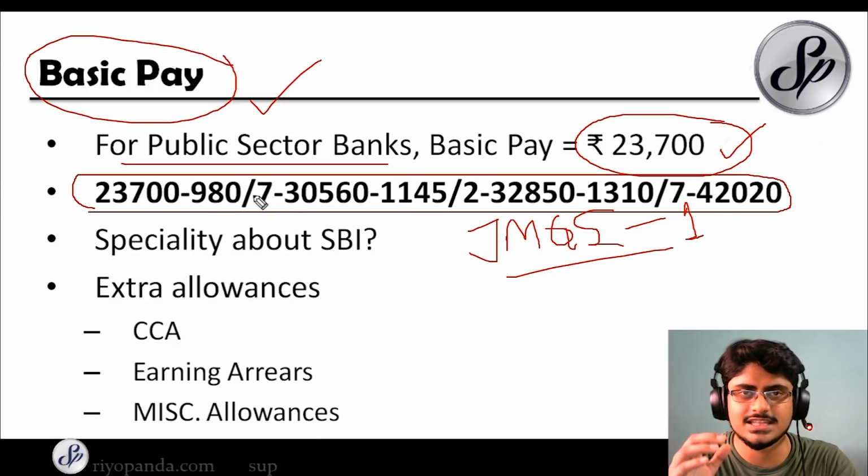So in the SBI notification as well, you can see this. You have seen this, I think. If any of you do not know how to interpret this, basically it's talking you through the entire revision structure. So first you have 23,700, which is the lowest basic.